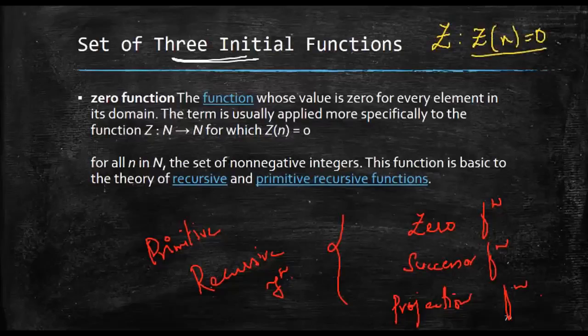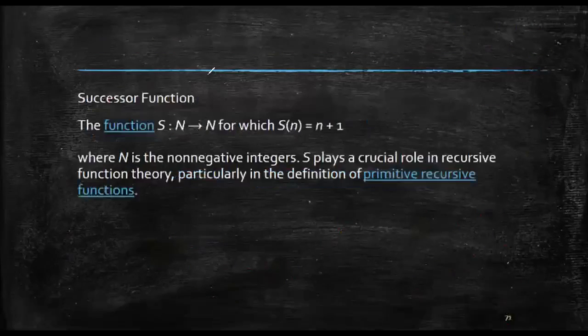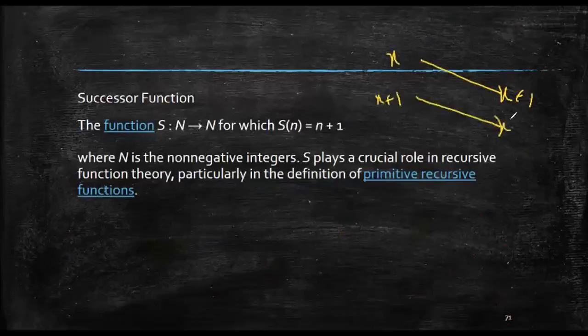Now what about the next function, which is the successor function? The successor function, the function S from N to N, for which S of n will give you the value n plus 1. So every time in the case of the successor function, if you are mapping the value x, it will be mapped to x plus 1. If you are mapping the value x plus 1, it will be mapped to x plus 2. That is, it maps to the next element in the natural numbers. So basically it is mapping to its successor element.